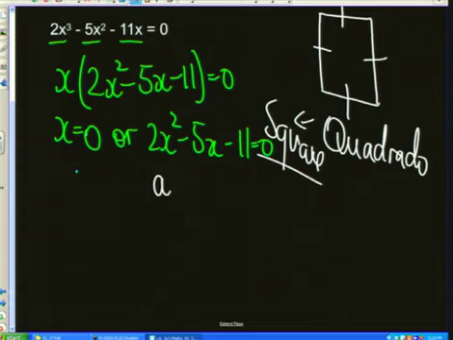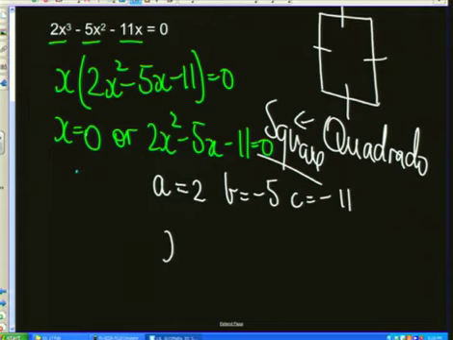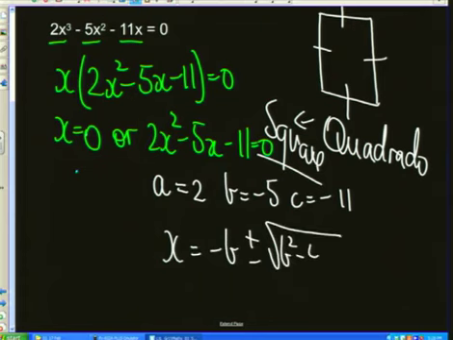But before you do that, what is a? A will always be the coefficient of the x squared. B will be the coefficient of x. And c will be anything that's not attached to the x squared or the x, which in this case is minus 11. And now I will use the formula, write it down every time: negative b, you can have the positive or the negative of this square root, b squared minus 4ac, and you're dividing everything by 2a.